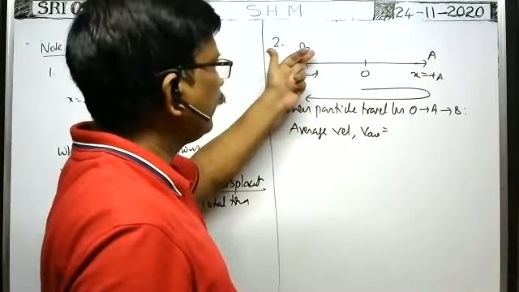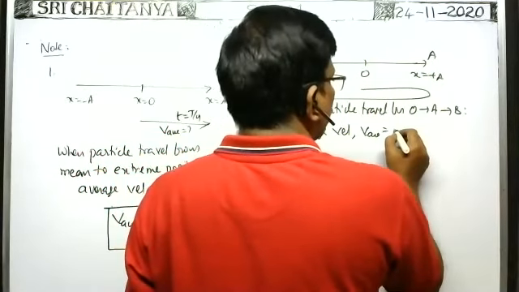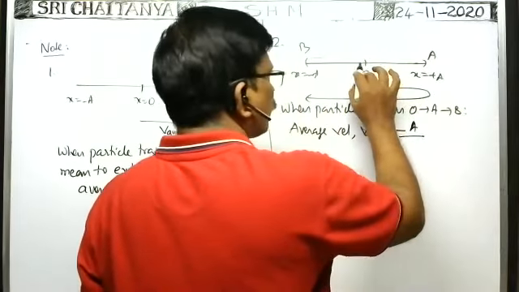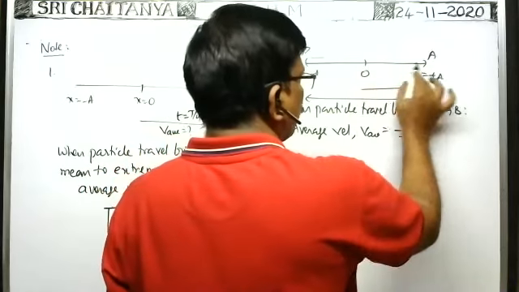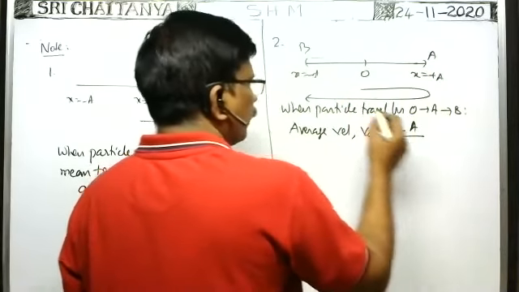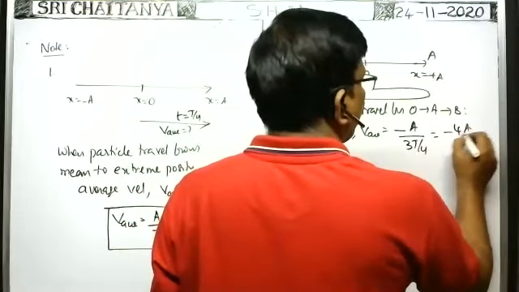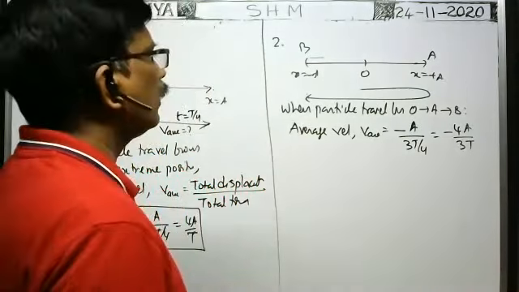Motion of the particle: initially it is on this side, and the final displacement is from here to here, so the displacement is in the opposite direction. That is total displacement minus a, by the time taken by this particle to travel from this position to this position, which is t by 4, t by 2, 3t by 4, so 3t by 4. That is equal to minus 4a by 3t. This is the average velocity.